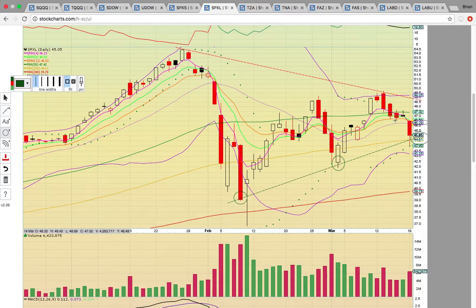It has to get above the middle Bollinger Band at 46. It has to get above the 50-day simple moving average around 47.50, and then it has to break above the descending resistance line. So it's got some work to do to break through resistance.